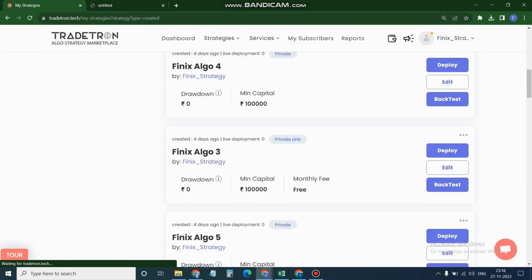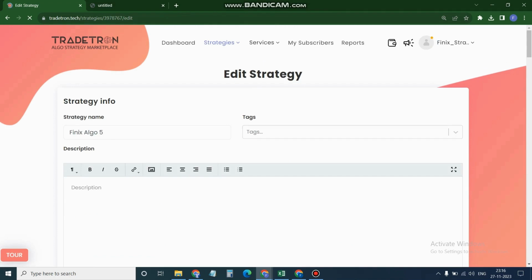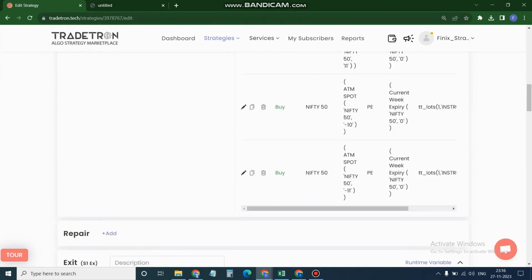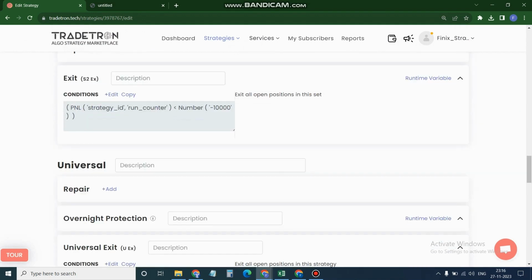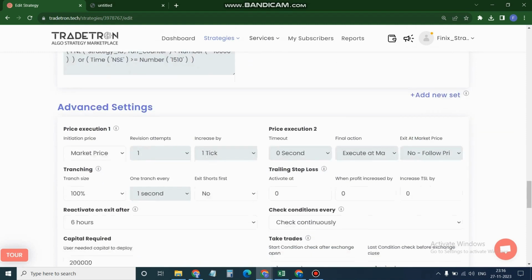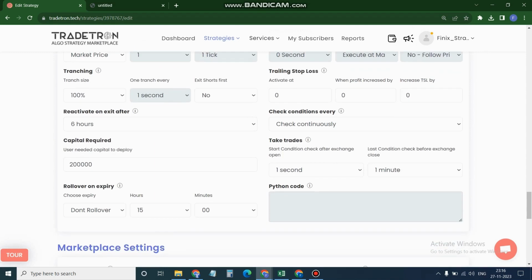Okay, so another strategy is Algo 5. These two I have implemented for myself. The same thing, it's for the Nifty 50, that's for the Fin Nifty, and these are the exit conditions that I can see. And these are the additional advanced settings: 6 hours, in the sense once my trade is done, it will reactivate after 6 hours, which means the next day.